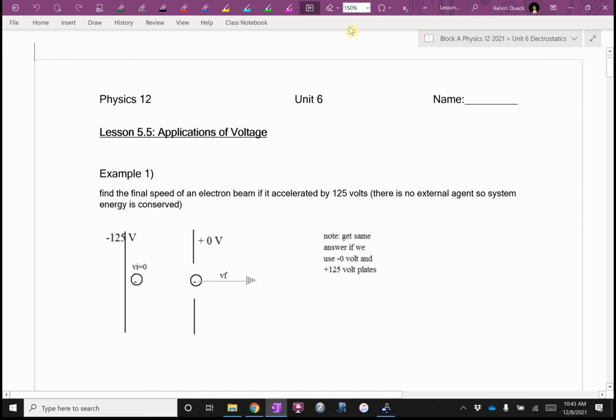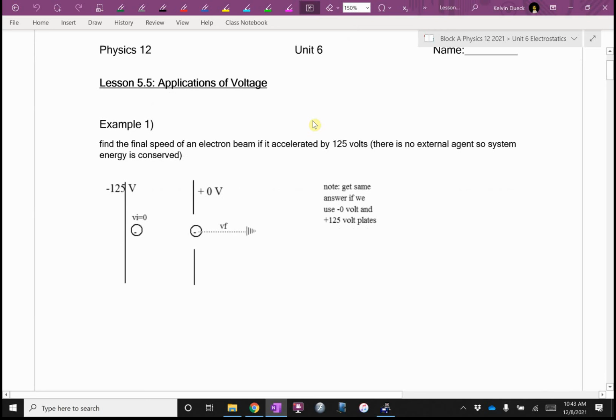So I called this applications of voltage. Example 1 says this: find the final speed of an electron beam if it is accelerated by 125 volts. There's no external agent, so energy is conserved. So what do I mean by this?